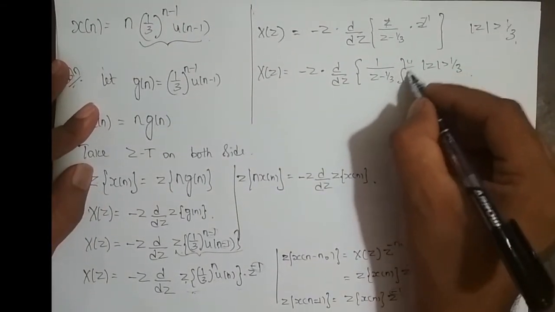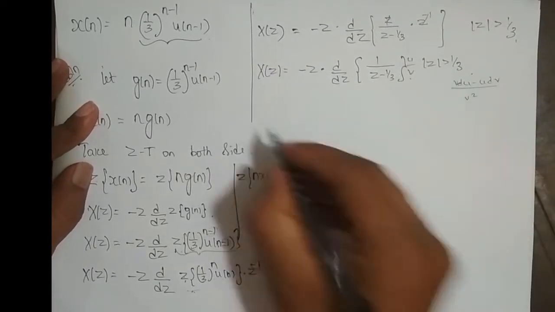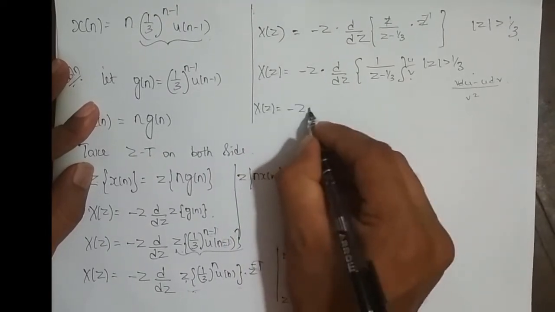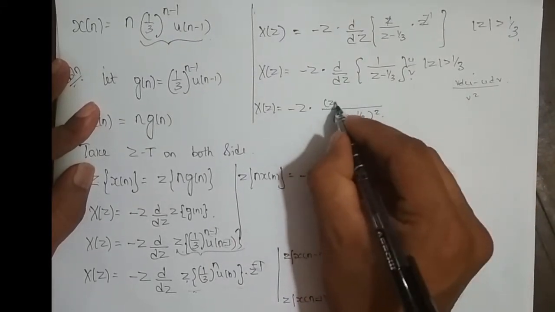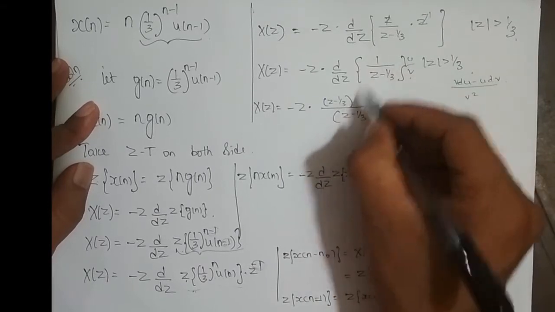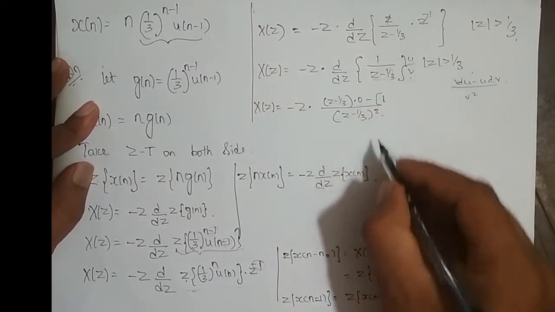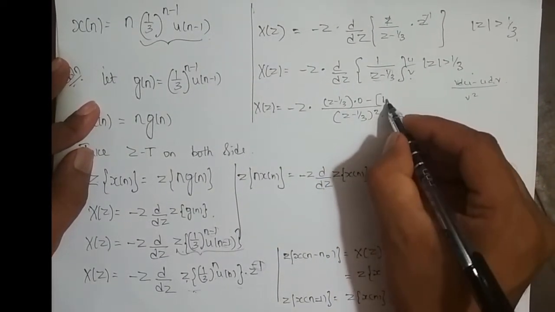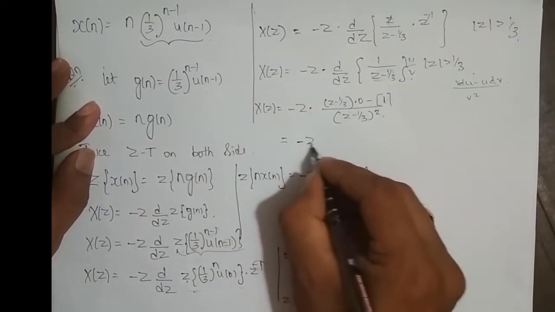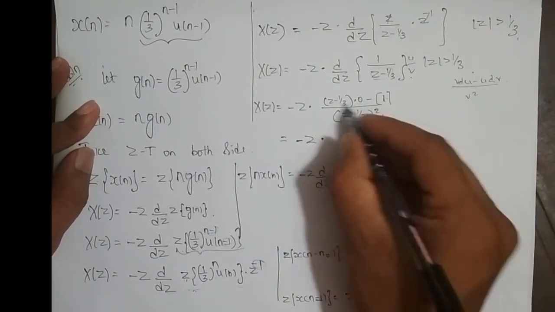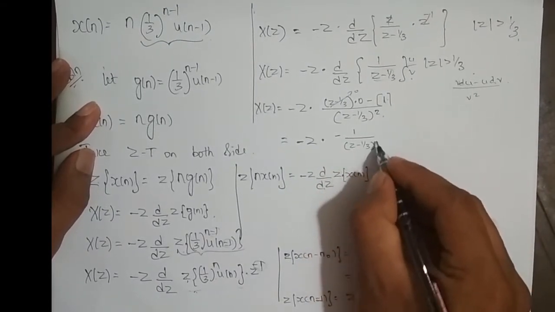Okay, so this is of the form u by v. So it is v square in the denominator, numerator is v differentiation of u minus u differentiation of v, right? So x of z is equal to minus z into, denominator is v square, z minus 1 by 3 whole square, v is z minus 1 by 3, differentiation of u, differentiation of a constant is 0, minus u, which is 1, differentiation of v, differentiation of z minus 1 by 3 is 1, right? 0 minus 1, which is minus 1. So I end up with minus z into minus 1 divided by z minus 1 by 3 whole square.